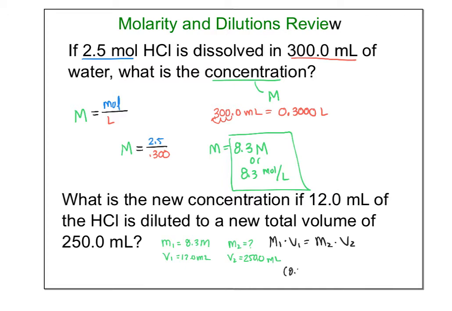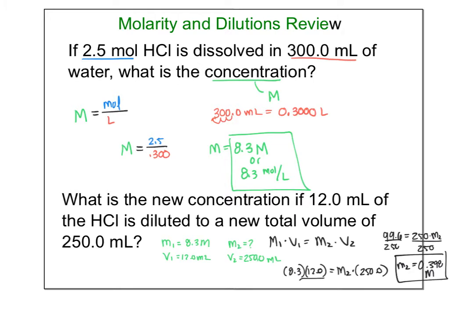We're going to take 8.3 M1 times the V1, 12.0, and that equals M2, what we're looking for, times 250. When I take 8.3 times 12, I get 99.6, and that equals 250 times M2. Divide both sides by 250, and we get M2 is equal to 0.398 molar or moles per liter. So hopefully that was a good refresher. Go back, watch the video on molarity and concentration if you need help with dilutions or calculating molarity.